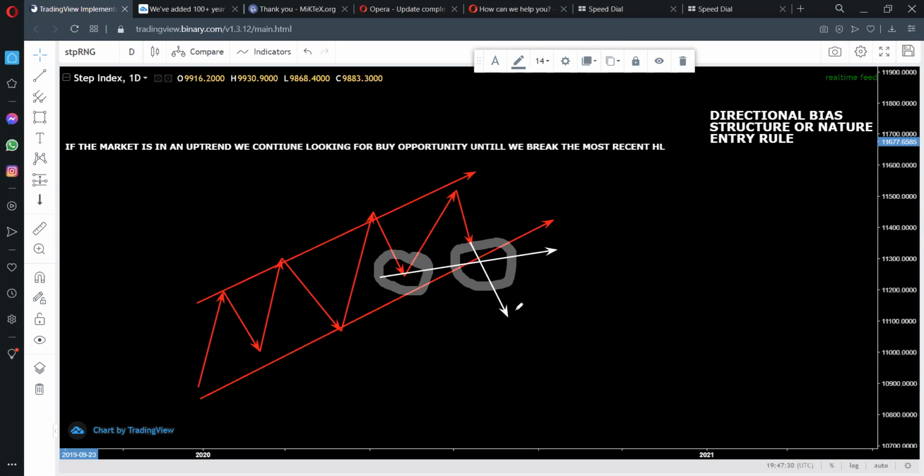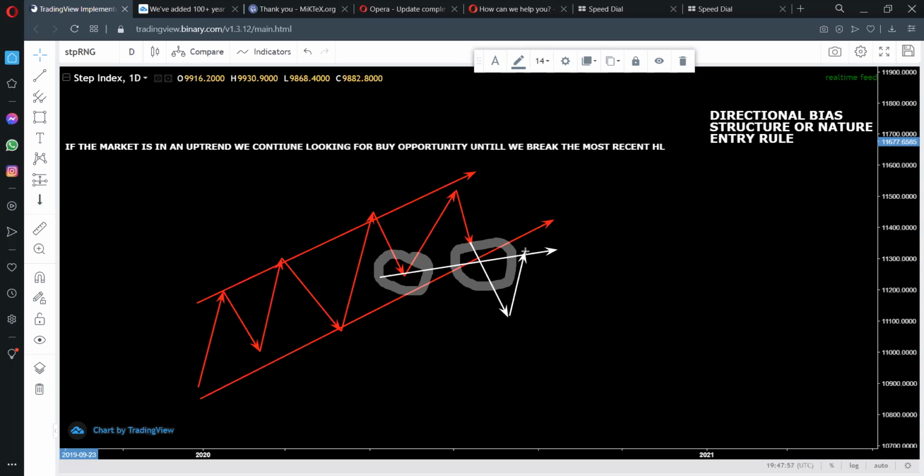Wait for the pullback. If the market is in an uptrend and it breaks the most recent higher low, we don't sell right after the breakout, but we wait for a pullback. Because if there is a breakout, we still consider that zone as a low. It has already created a low. So we have to wait for the pullback, giving us a high, before making an entry.